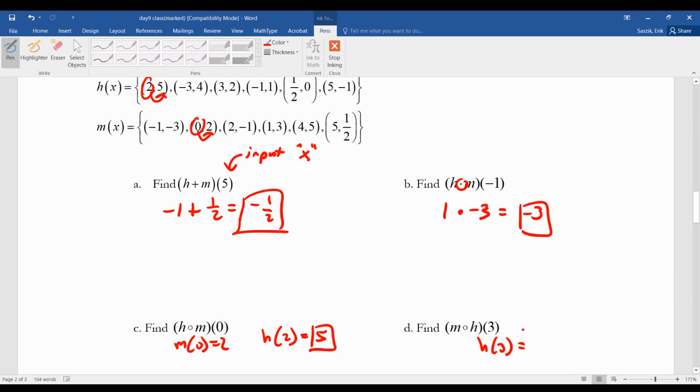Do h of 3 first. Hopefully you're getting the hang of this. There it is. 3 goes to 2. Now you do m of 2, and that goes to negative 1, and that is our answer.